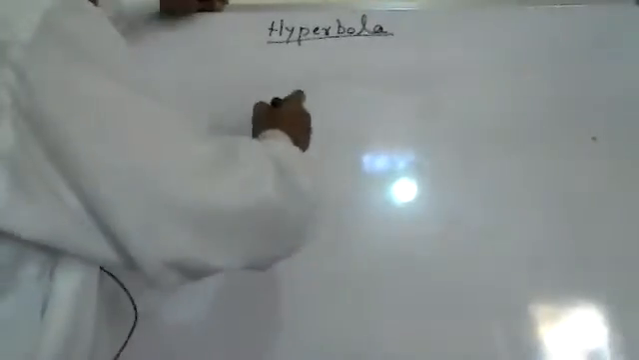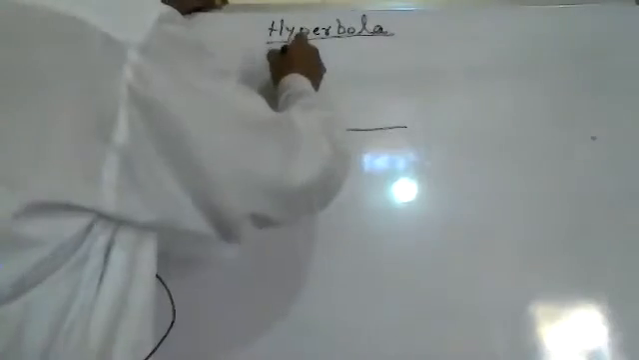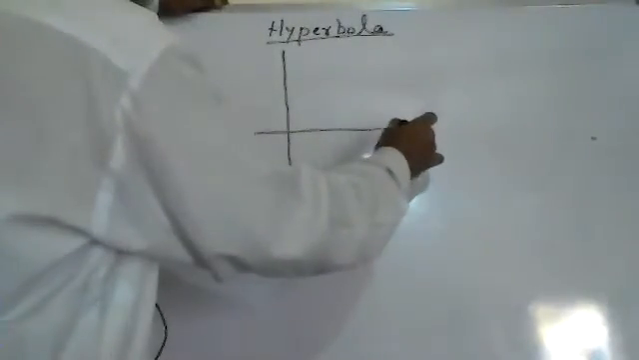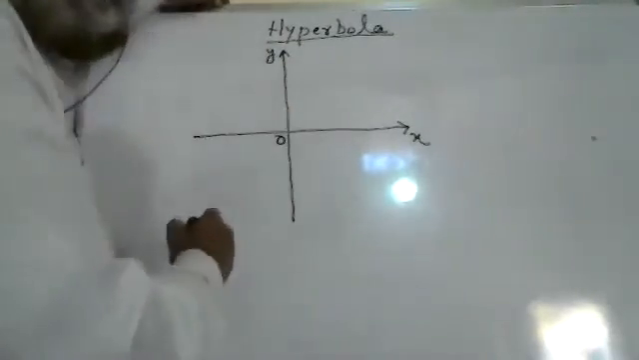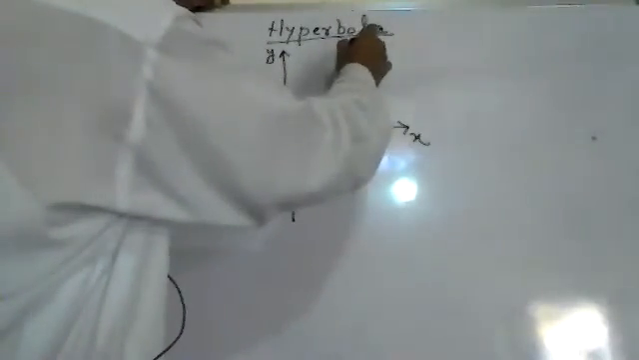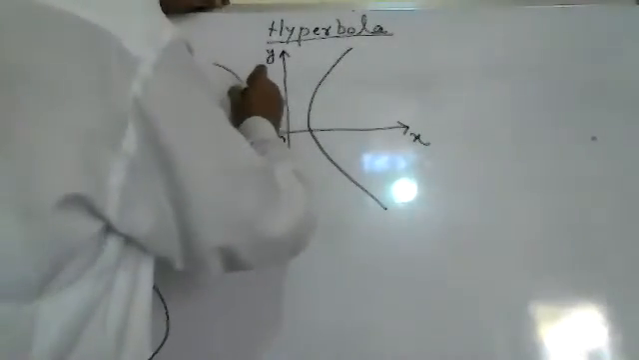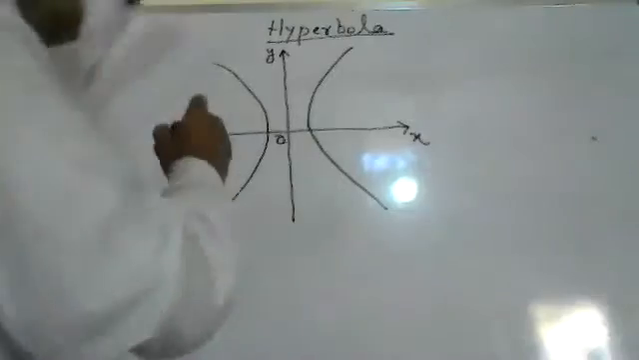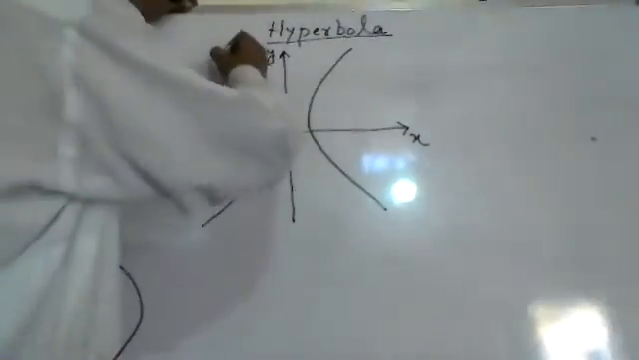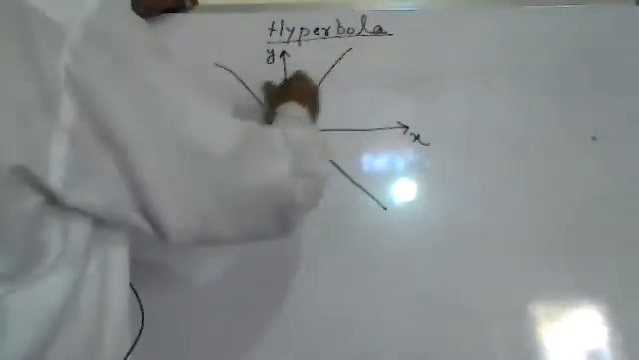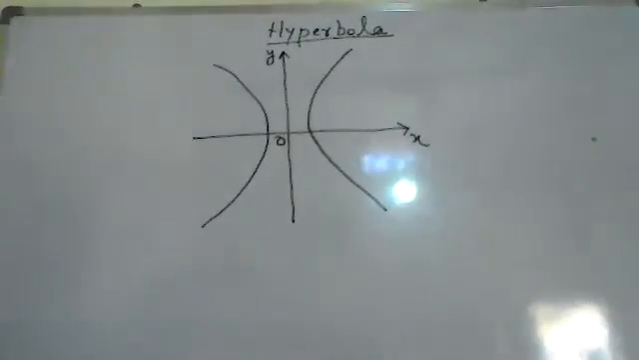The shape of the hyperbola is just like that. X-axis, Y-axis, this is the origin. There will be two shapes of the hyperbola. One will be on that side, one will be on the other side. On this way or vertical over there. One this way, one this way. So this is the shape of the hyperbola.